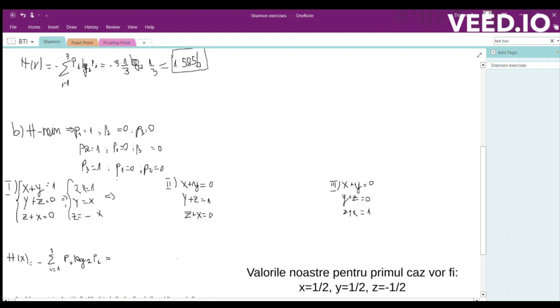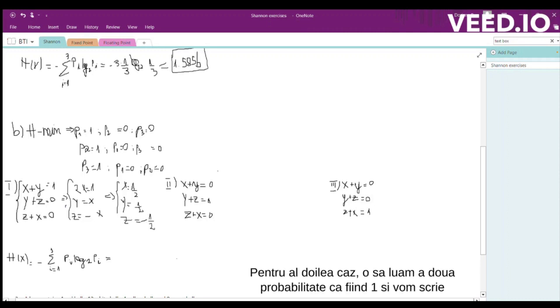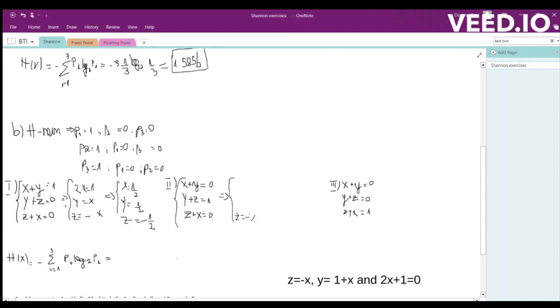So our values for the first case are going to be x equals 1 over 2, y equals 1 over 2, and z equals negative 1 over 2. For a second case, we are going to take the second probability as being 1, and we will write z as negative x, y then will be equal to 1 plus x, and 2x plus 1 will be equal to 0.